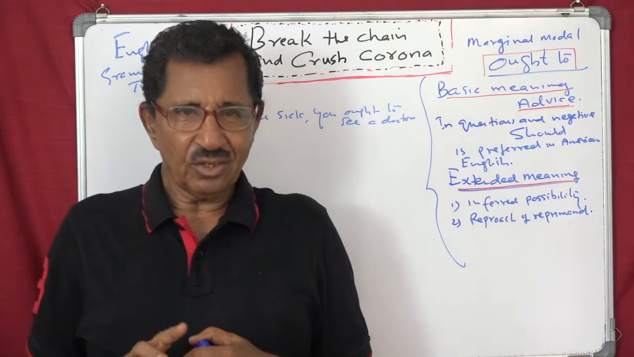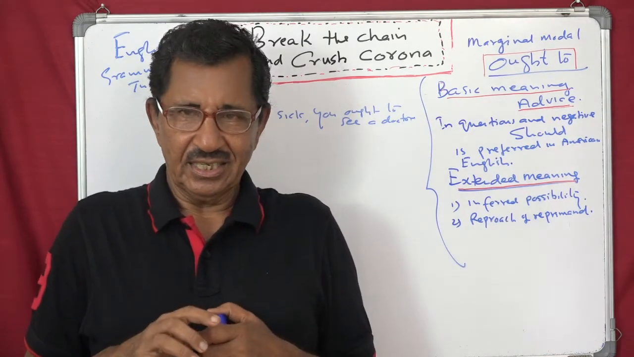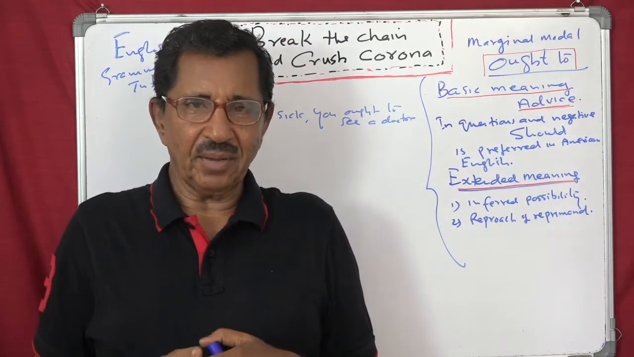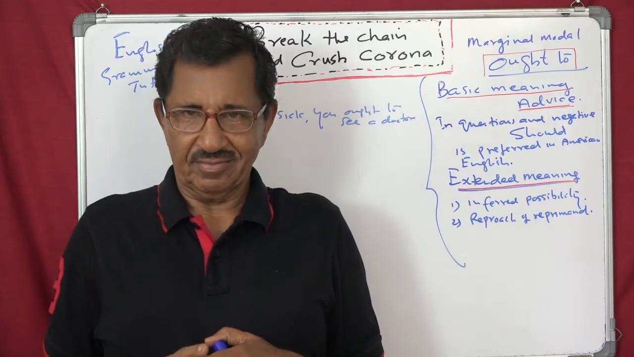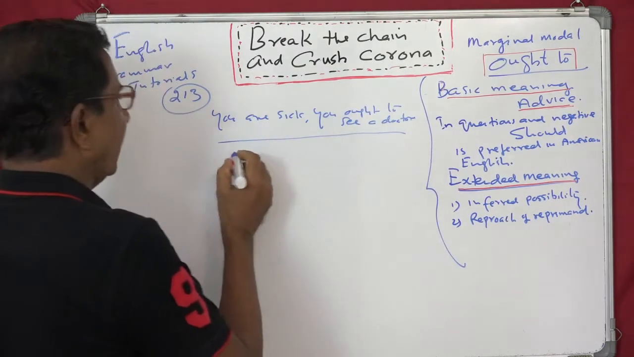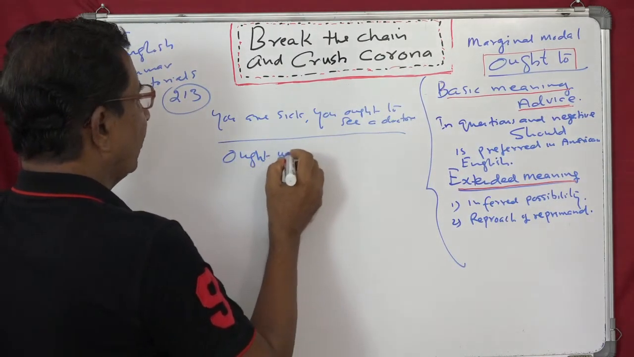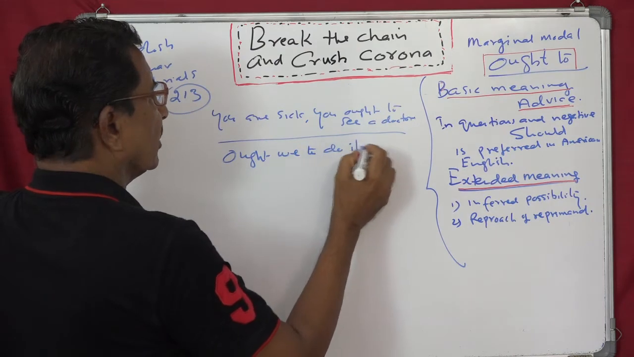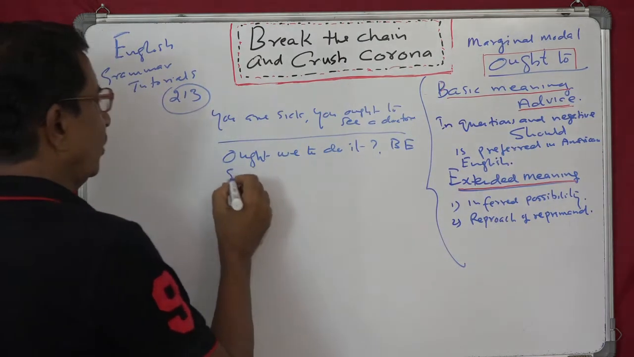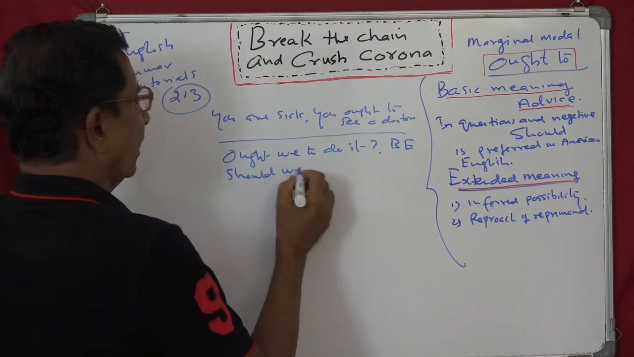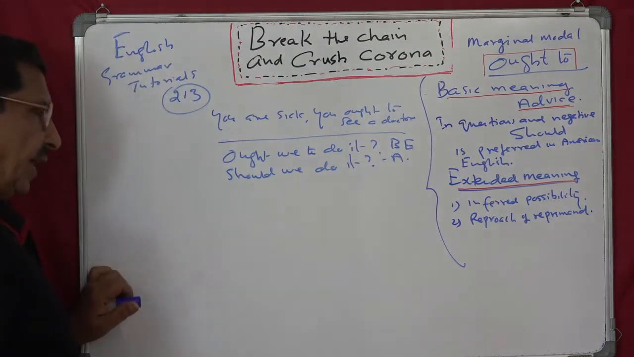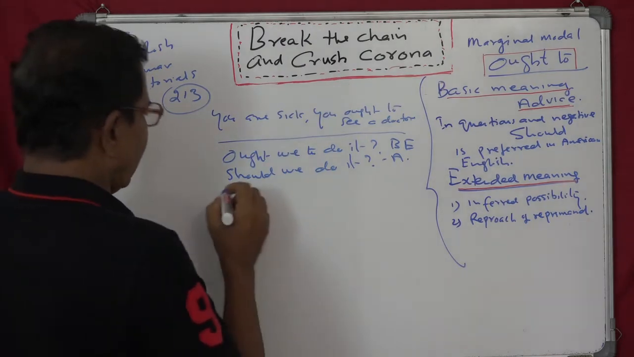Then in questions and in negatives, British English can use ought, but the Americans use should. For example, ought we to do it? This is a question in British English. The Americans will say, should we do it? That is American.